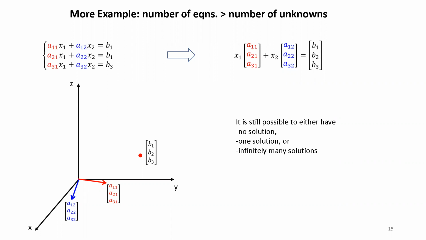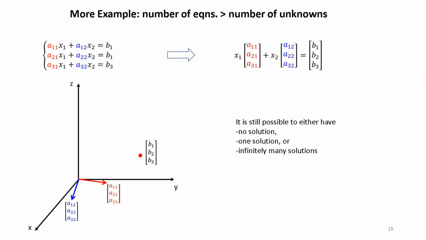Right, so here the number of equations is greater than the number of unknowns. Two unknowns, three equations. But it still doesn't stop us from thinking of them as vectors, right? So this system can still be written in the vector form like this. In this case, I have just two vectors, but these two vectors are living in the three-dimensional space.